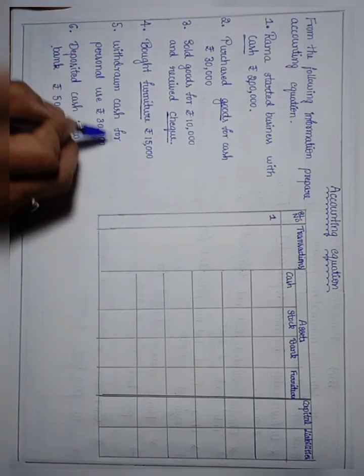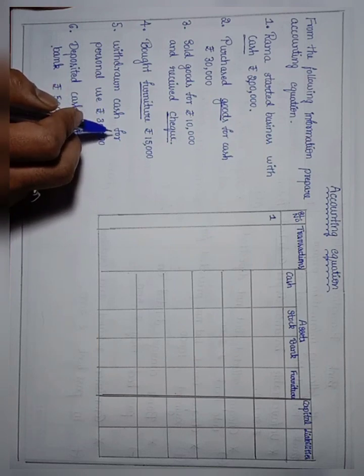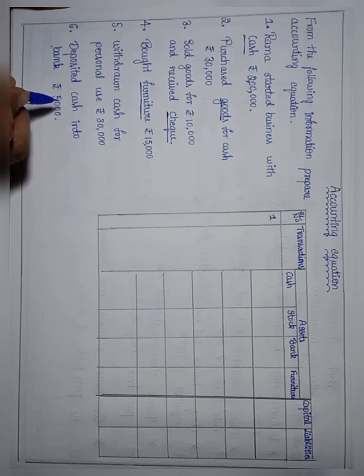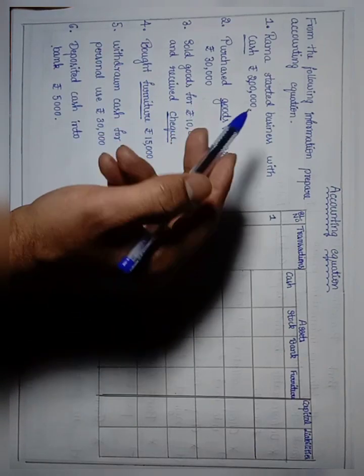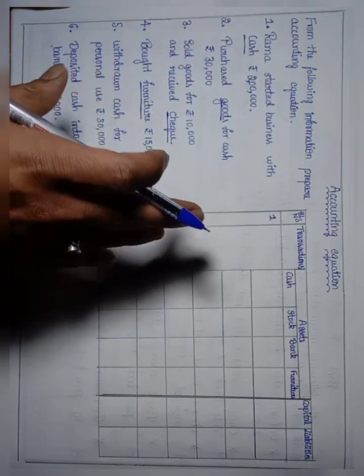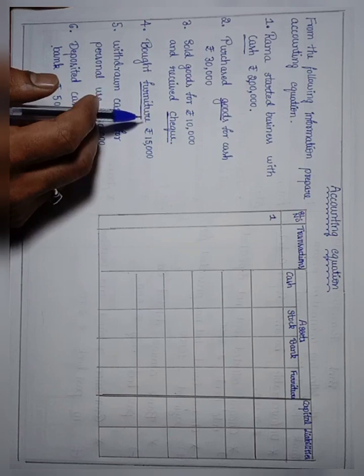Then withdrawn cash for personal use. So owner is withdrawing certain amount from business for his personal use. This is called as drawings, and cash is going to decrease. Deposited cash into bank. So we are depositing certain amount from the business into the bank account. So cash will decrease, bank will increase. So here we have totally four assets and we have certain liabilities as well as certain capital. By using this information, we need to prepare accounting equation. Always assets should be equal to total of capital and liabilities. On the basis of that, we need to prepare accounting equation.